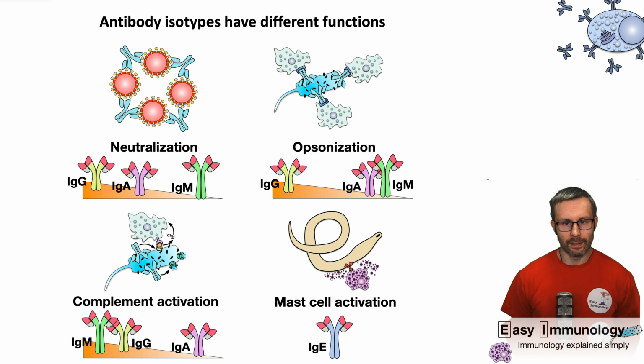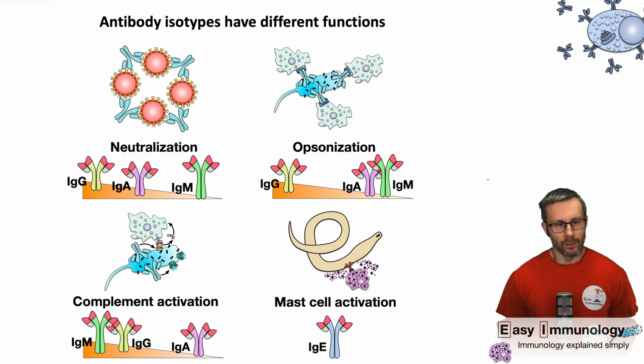Neutralization makes a lot of sense, because you want to prevent by IgA binding the invasion of the pathogen into your body. And also complement activation by IgA makes no sense, because there are no complement proteins outside of your body. Therefore, it doesn't make sense. The IgG is very good at everything. So this is just an all-rounder.